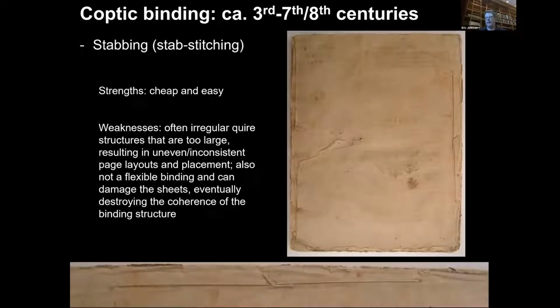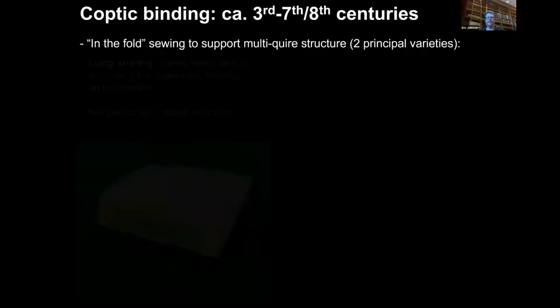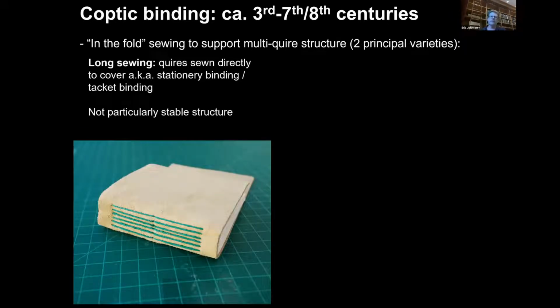Very quickly, the Copts realized that there were better ways to bind their books. And we start with in the fold sewing, which is a really nice way to support multi-quire structures. You have to create fairly regularly sized quire structures here, usually anywhere from, say, 3 bifolia to 6 to 10 bifolia at the most. And there are 2 principal varieties of in the fold sewing.